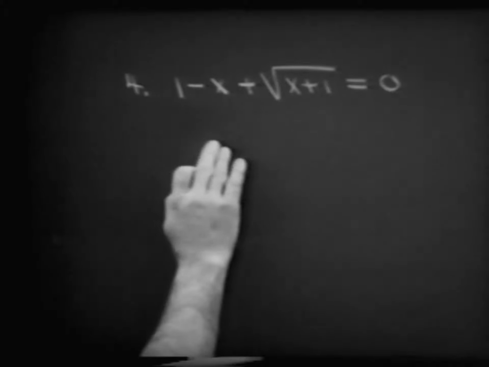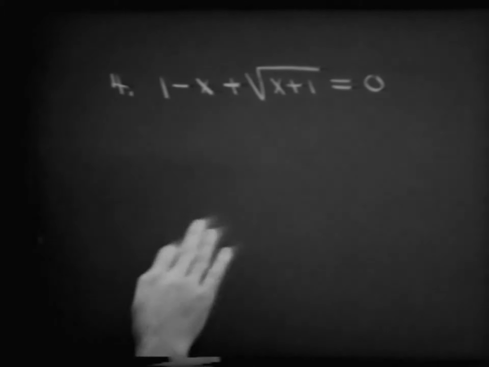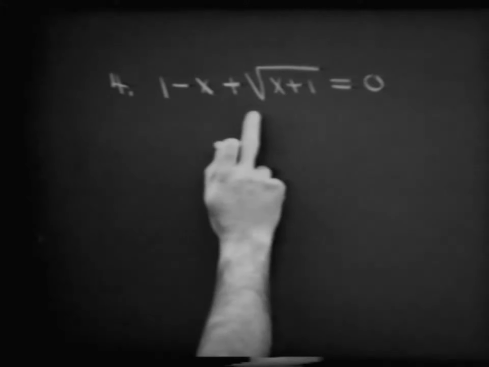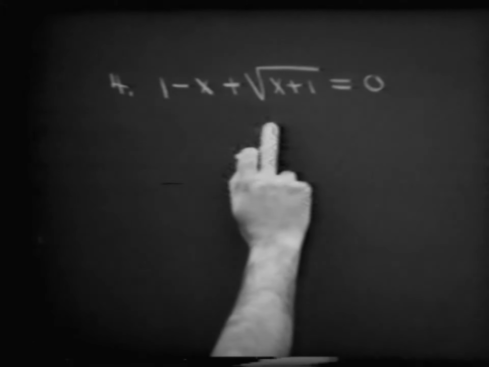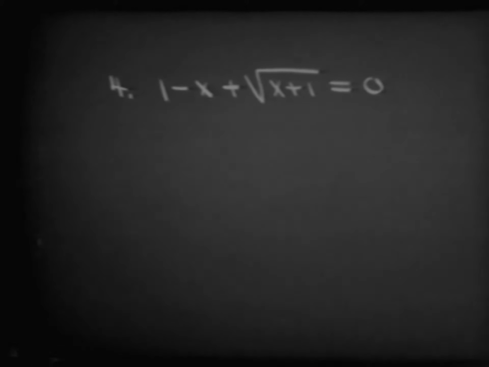Let's look at a fourth example. Here we have 1 minus x plus the square root of x plus 1 is equal to 0. Now notice the way in which it's set up, we have to do something before we actually square both sides. If I were to square everything here, in the process of squaring, I'm going to end up with another radical. So it really doesn't simplify the matter very much.